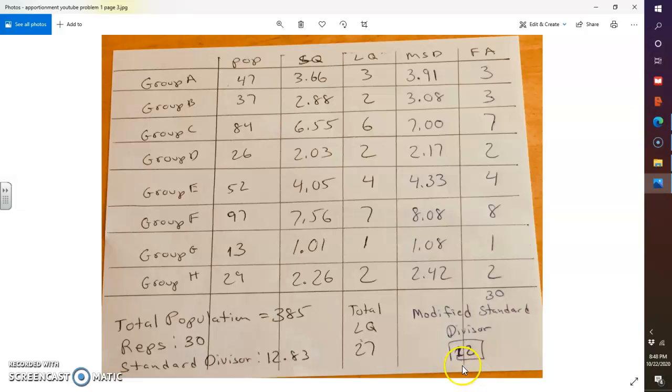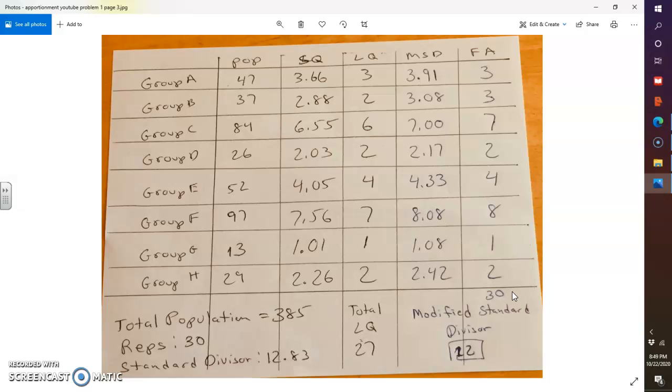I guess the number 12. So we go a little bit lower. And if you notice, when I divide all 8 populations by 12, I get 3.91, 3.08. So this one goes from 2 to 3. This is 7.00. So therefore this goes from 6 to 7. 2.17, 4.33, 8.08. So this goes from 7 to 8, and then 1.08 and 2.42. So when I add up my last column, I end up with 30.